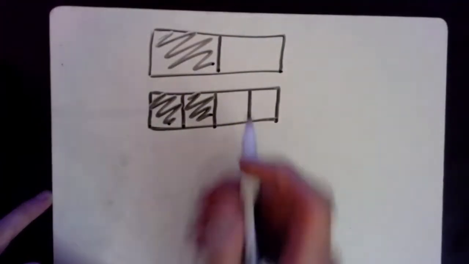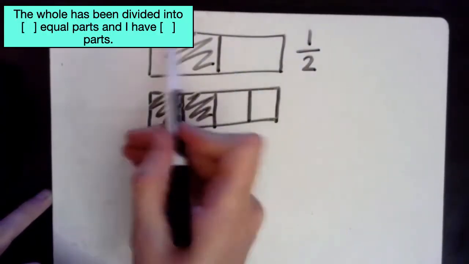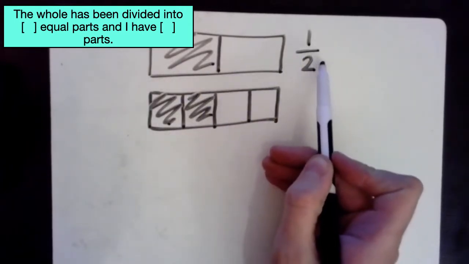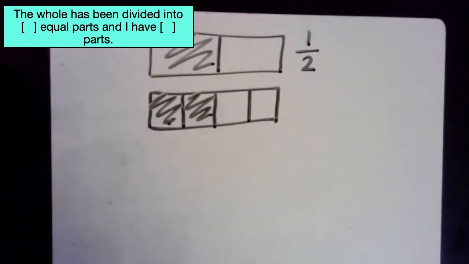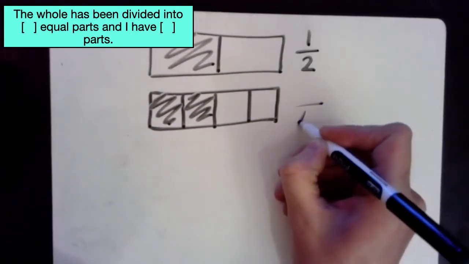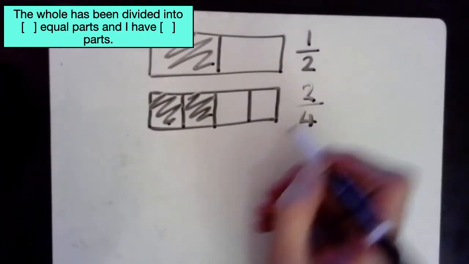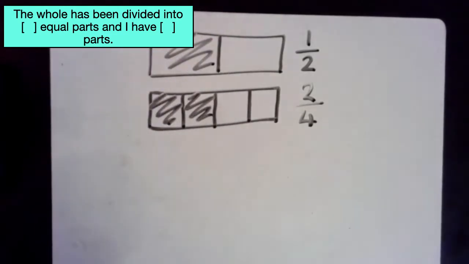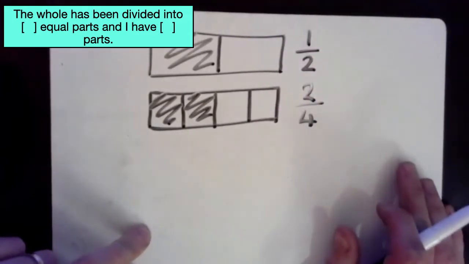So here we've got 1/2. The whole has been divided into 2 equal parts, and I have one of those parts. You can see that sentence on the screen to help us understand. This one, the whole has been divided into 4 equal parts, and I have 2 of them. We can see they take up the same amount of space as a fraction on there.